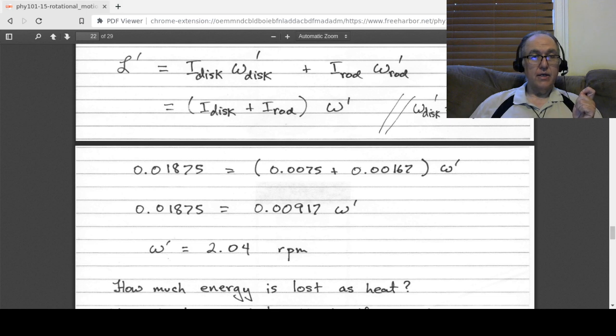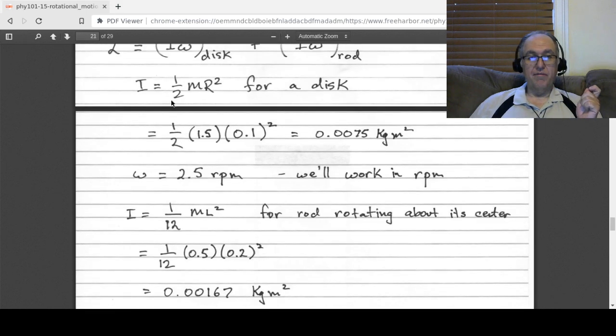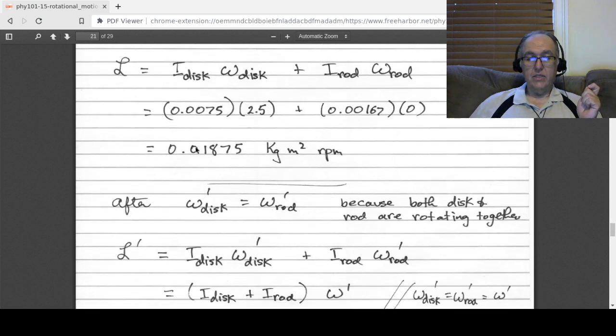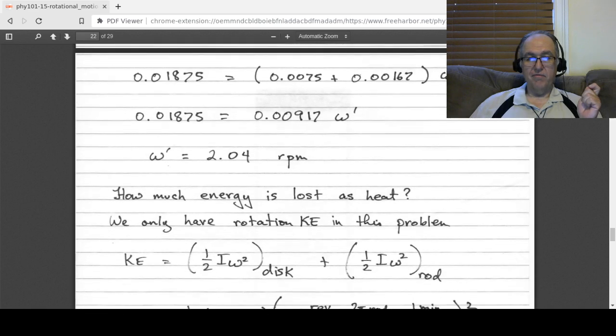Does that make sense? Well, where did we start off? How fast was it going? It was going at 2.5 before the collision, and after the collision, we expect it to slow down, and so sure enough, it slowed down from 2.5 to 2.04 RPM. Good. It fits our intuition. All right. So part B, I didn't put B there, but next part of the question, how much energy is lost as heat? Okay.